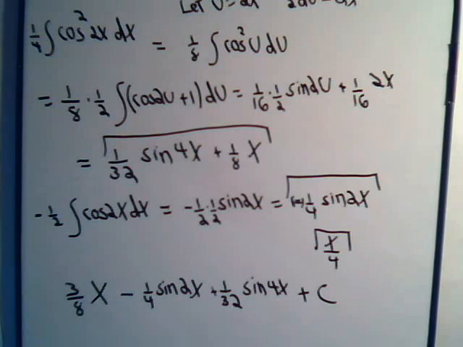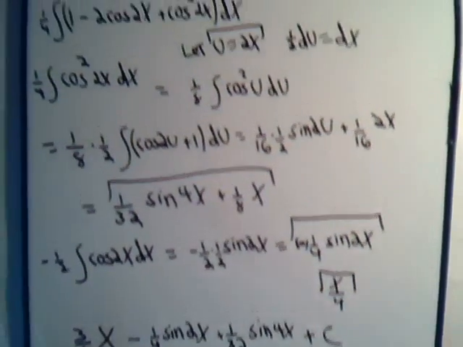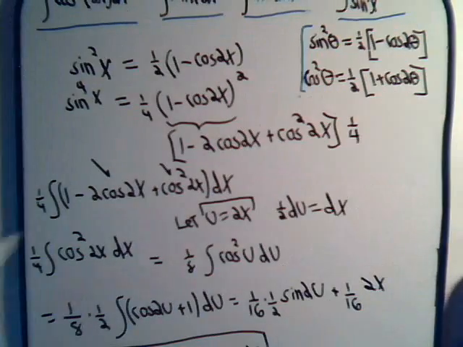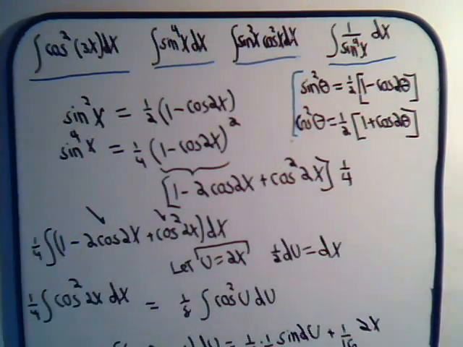So that right there, that is the integral of sine to the 4th of x dx. We have 3/8 x minus 1/4 times the sine of 2x plus 1 over 32 times the sine of 4x plus a constant. And as you can see, without these formulas here, there's absolutely no way that we could have hoped to be able to solve this problem.